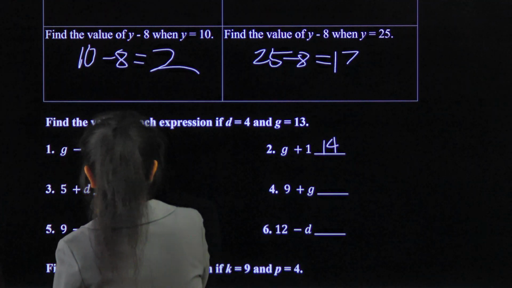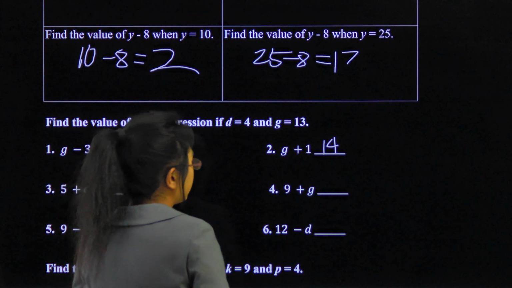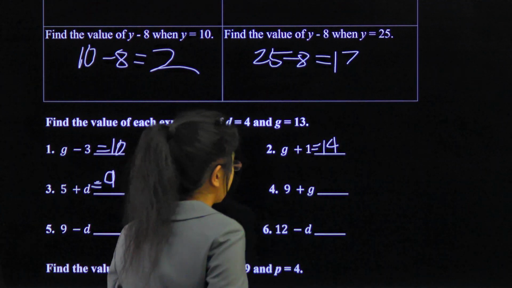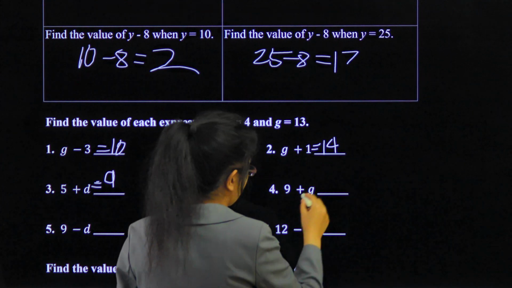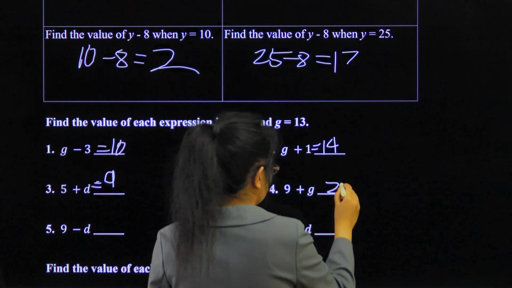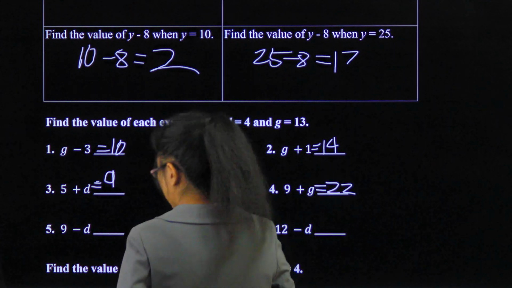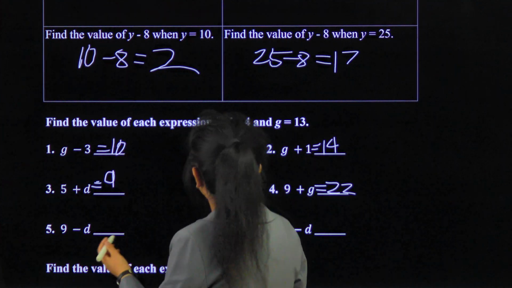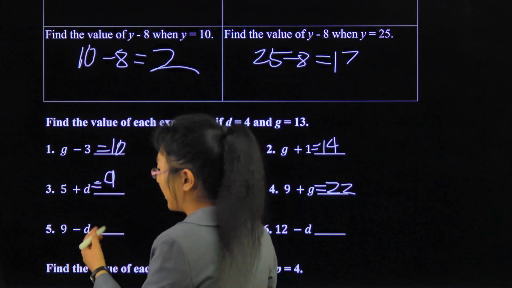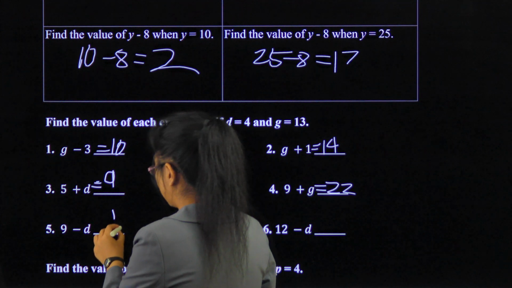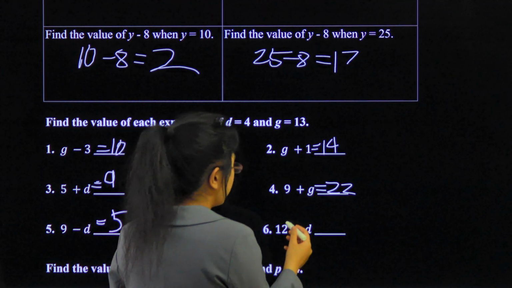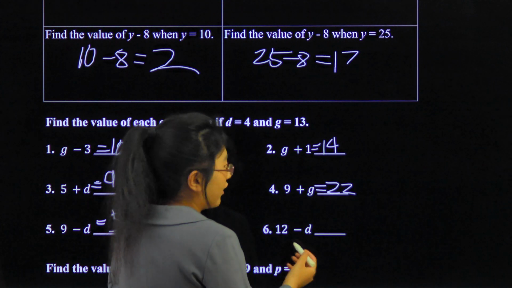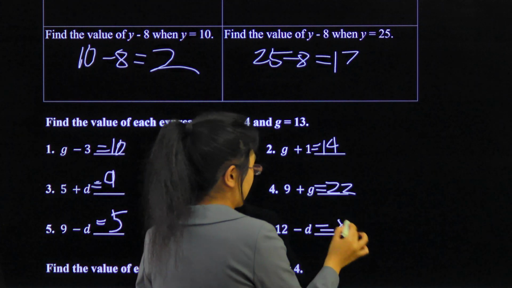Oh yeah, I forgot the equal sign. 9 plus g, g is equal to 13, so 9 plus 13 is equal to 22. 9 minus d is 9 minus 4, that is 5. 12 minus d is 12 minus 4 equals 8.